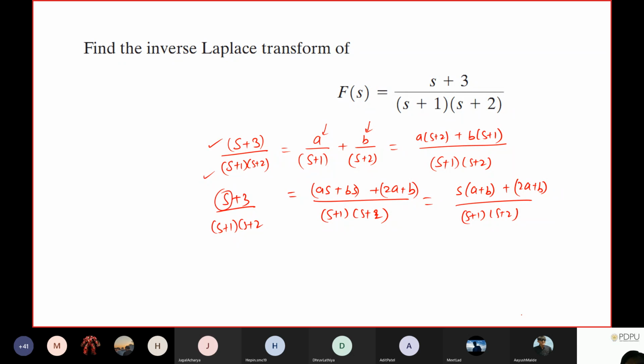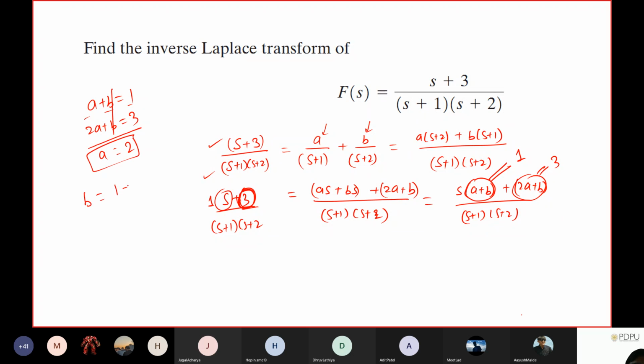Equating, I can see the coefficient of s is 1, and the constant is 3. So a plus b is equal to 1 and 2a plus b is equal to 3. Now I will subtract. So a is equal to 2, that's for sure, and b is equal to 1 minus 2, that is minus 1. Okay, now we are in shape.